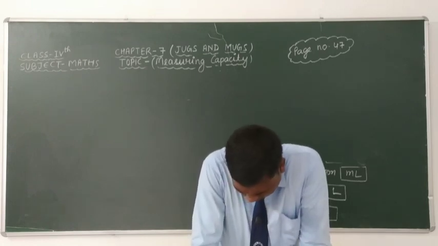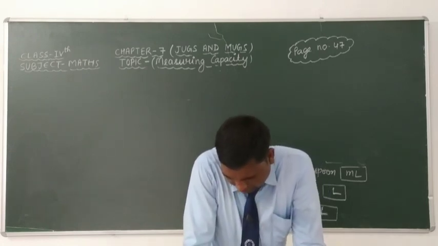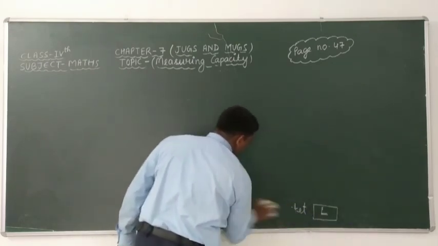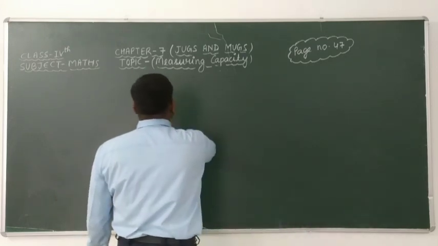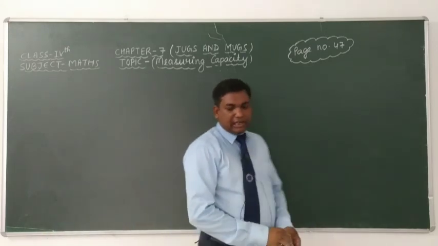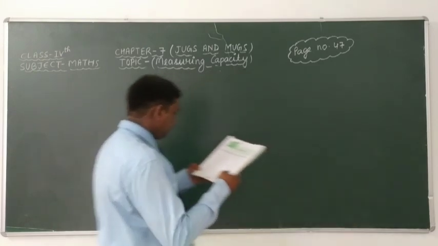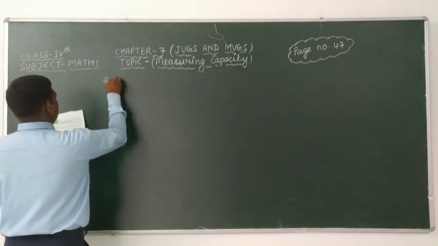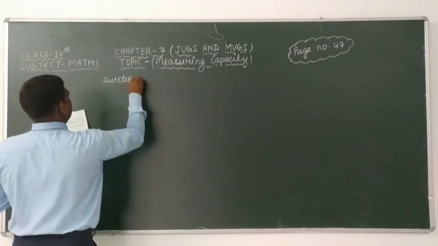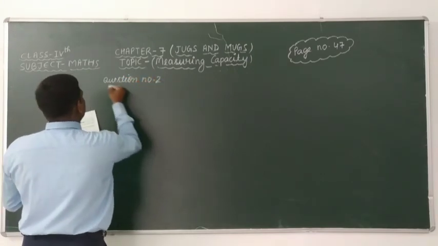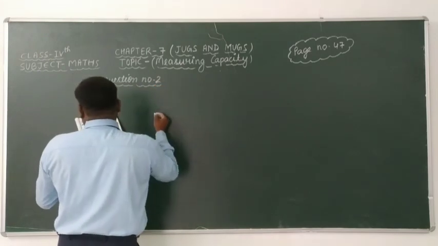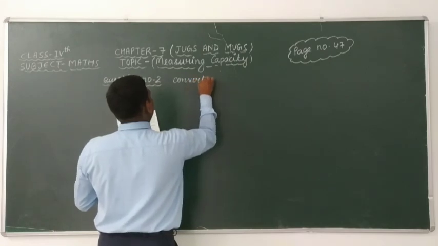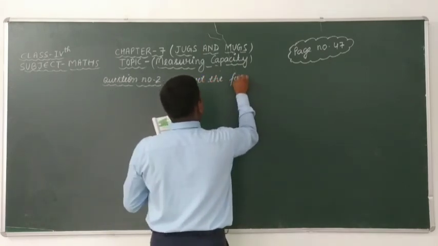We can convert liter into milliliter by multiplying the number of liter by 1000. Okay students, now let's start question number 2. Convert the following into liter and milliliter.